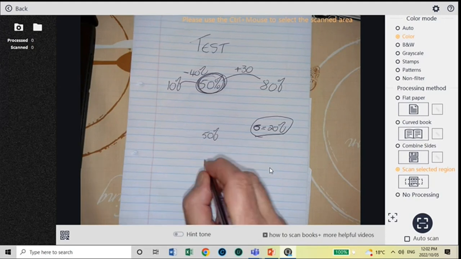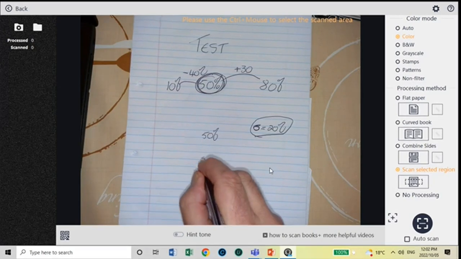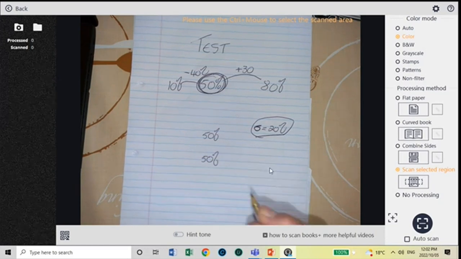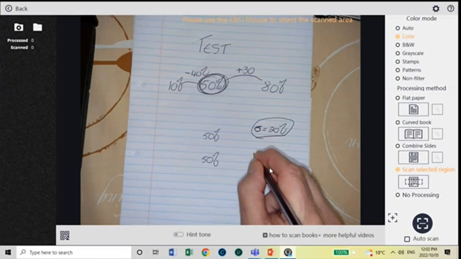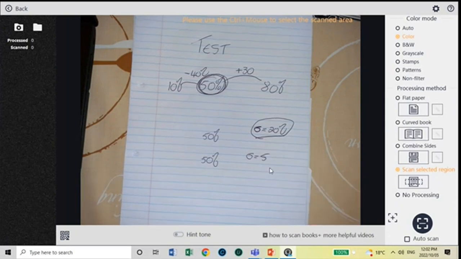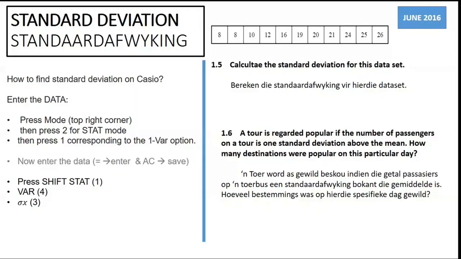Let's say the average for the class is 50%, and let's say the standard deviation is 5. Then it means that all the marks are closely clustered together. Some of the people are 5 up, some of the people are 5 below. Okay, so first of all, we have to get the standard deviation. That's always 2 marks, and that's going to be right or wrong. You can either get the 2 marks or you don't.